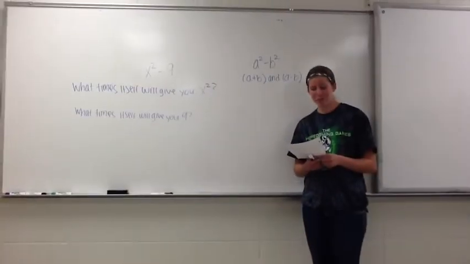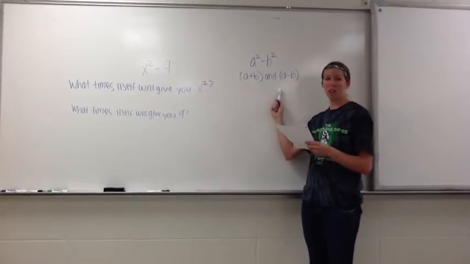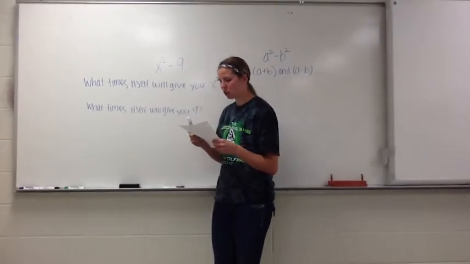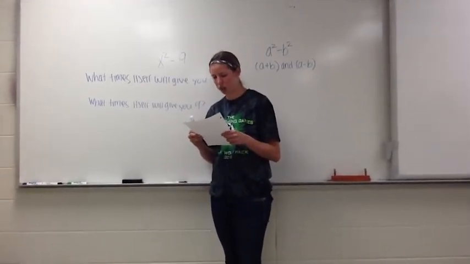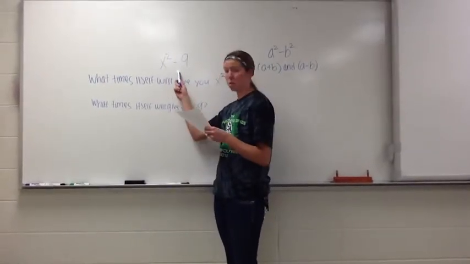Rachel? Thanks, Tony. The factors of a squared minus b squared are a plus b and a minus b. An algebraic term is a perfect square when the numerical coefficient, the number in front of the variables, is a perfect square and the exponents of each of the variables are even numbers. Both x squared and 9 are perfect squares.